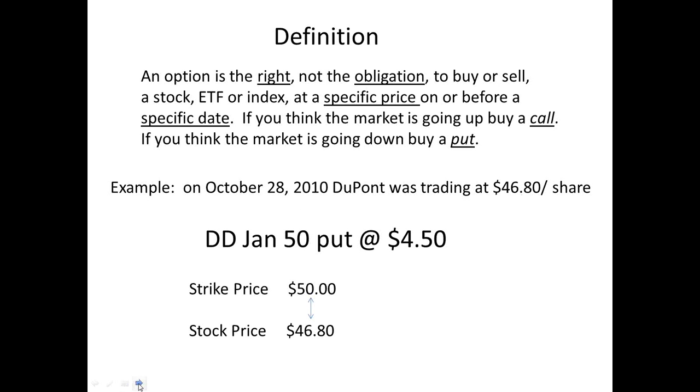Now currently it's at $46.80. So this would be called an in the money option, because the strike price is at 50, the stock price is at $46.80. Therefore it has a real value of $3.20. That real value is called intrinsic value. The option's $4.50, so you are paying an additional $1.30 of time. It has a real value of $3.20 and a time value of $1.30 to make the $4.50 premium.